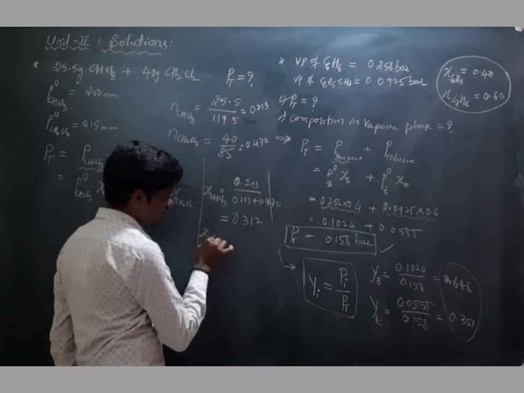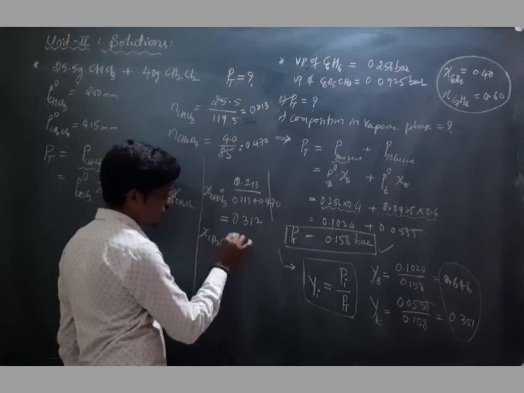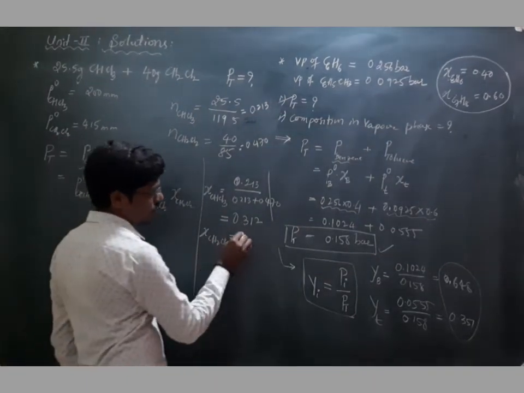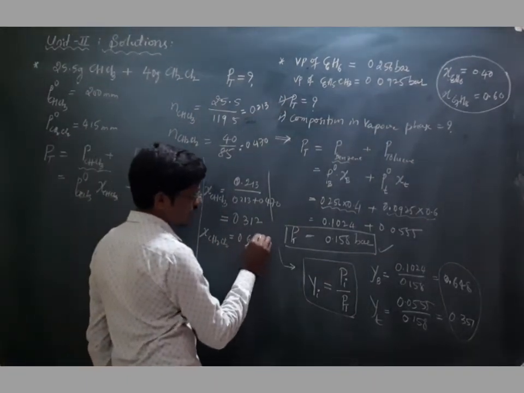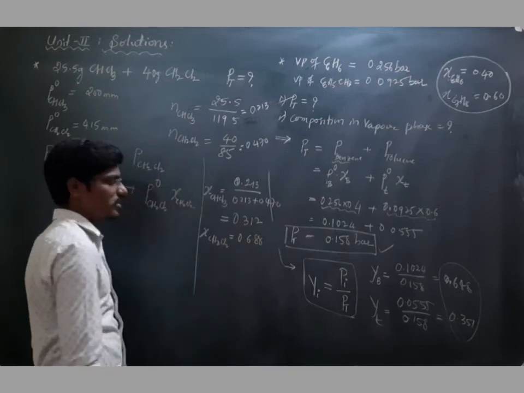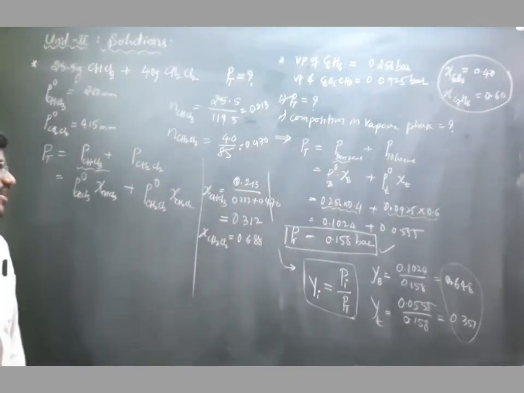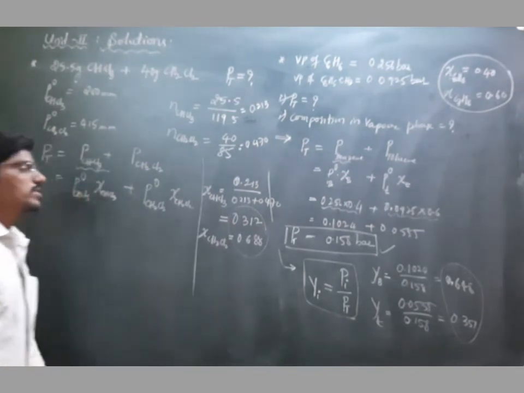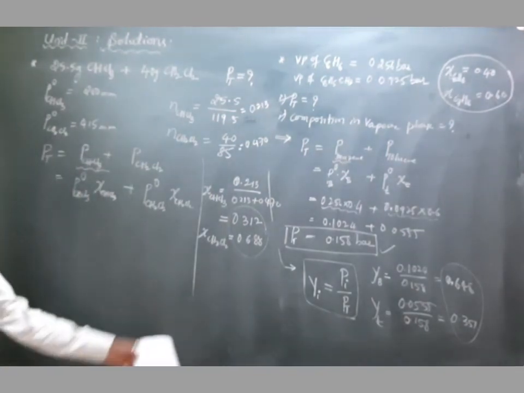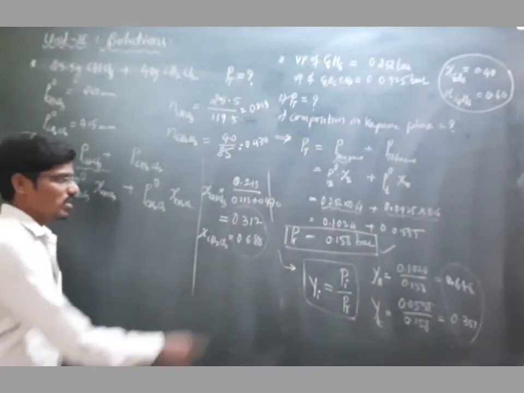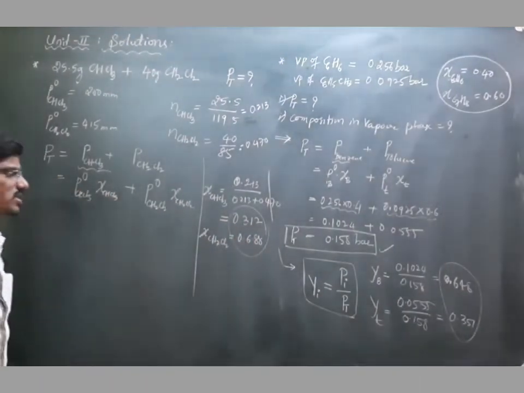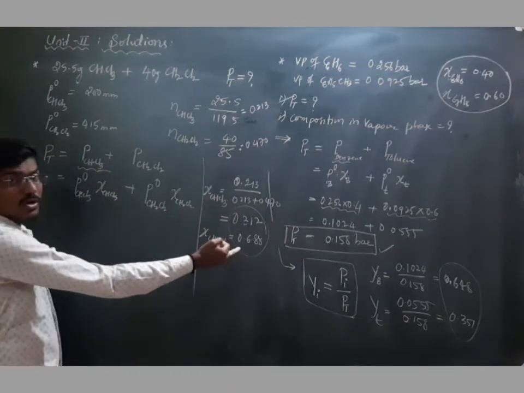Then what about the mole fraction of dichloromethane, CH2Cl2? It is 1 minus 0.312, which comes to 0.688, because the sum of the mole fractions of these two components is equal to 1. So directly I have written 1 minus this value, and that comes to 0.688. Now the mole fraction values are known.